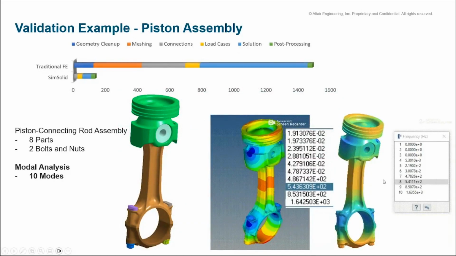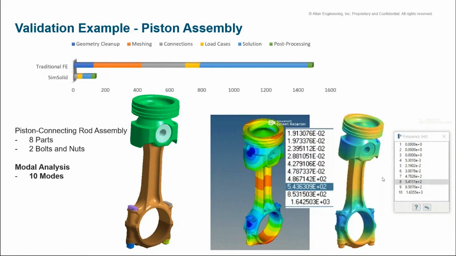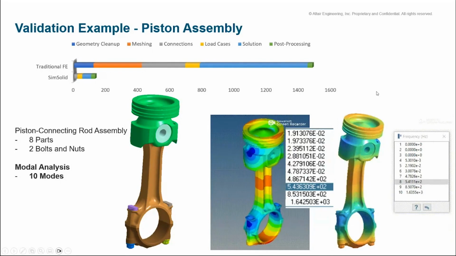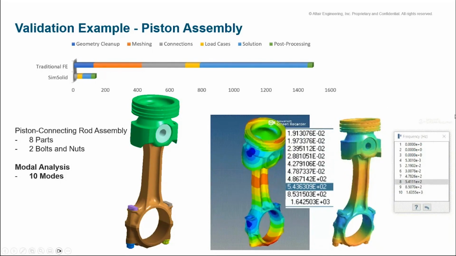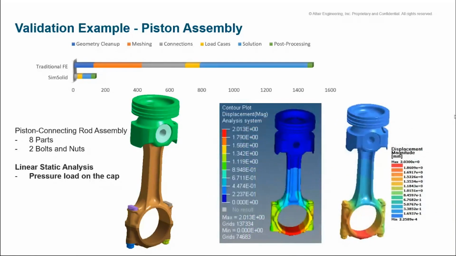Here you can see an example of a piston assembly, natural frequencies, and including your bolt contact. And here you can see the effort in terms of setting up that simulation. So SimSolid saves you tremendous amounts of time in model setup, as well as solution and post-processing.